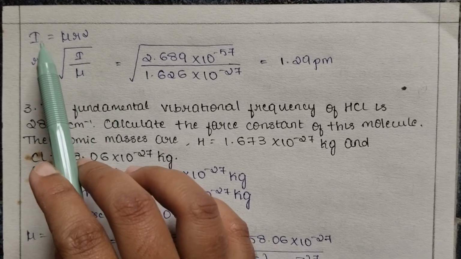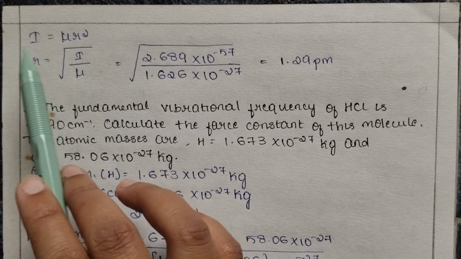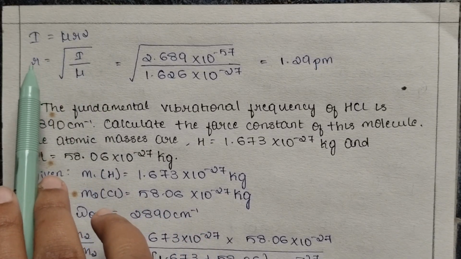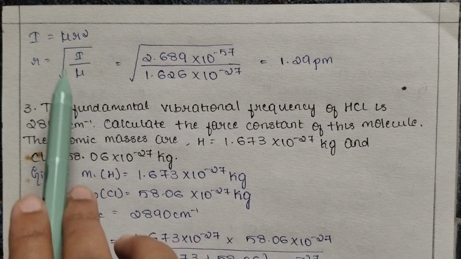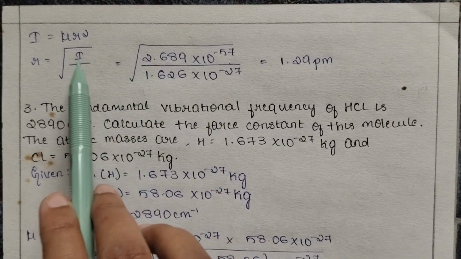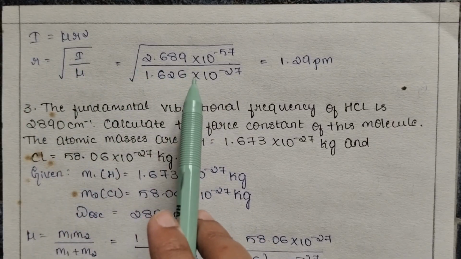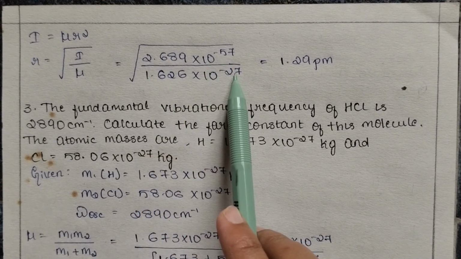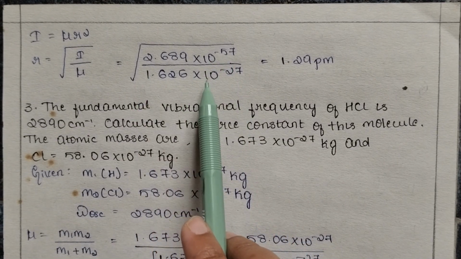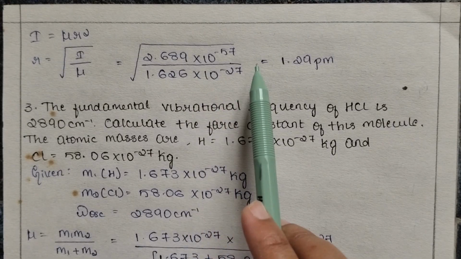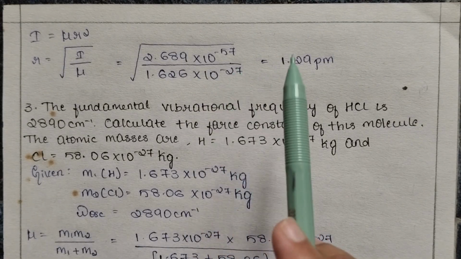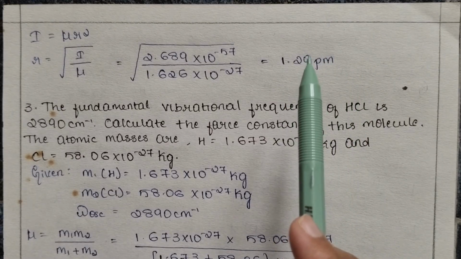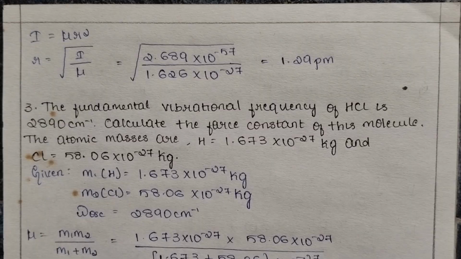And since we need to calculate the bond length, we know another equation, that is I is equal to mu r square. Since we need only the value of r, then r is equal to square root of I by mu. Substituting the value of I and mu from the previously obtained values, that is 2.689 into 10 to the power of minus 57 whole divided by 1.626 into 10 to the power of minus 27 respectively, we'll get the bond length as 1.29 picometer. Picometer is nothing but 1.29 into 10 to the power of minus 12 meters.